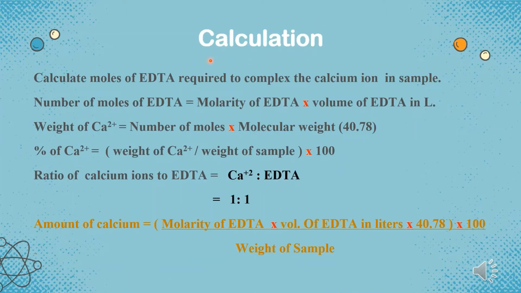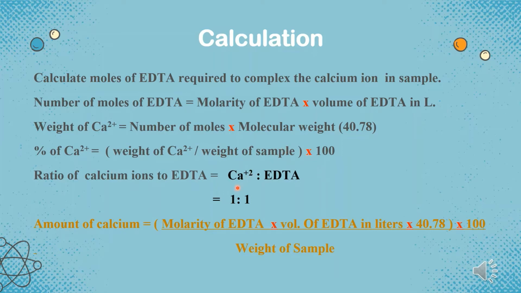Now, what kind of calculations are generally performed? The number of moles of EDTA required to complex Ca2+ ions can give us the number of moles of Ca2+, because we already know that the stoichiometric ratio of Ca2+ and EDTA is 1:1. So the number of moles of EDTA can be found by multiplying the molarity of standard EDTA solution with the volume of EDTA in liters used for titration, which is usually the average value of 3 observations. And the weight of Ca2+ ions can be found by the product of number of moles and molecular weight. Then dividing this value by total sample weight and multiplying by 100 gives us the percentage.